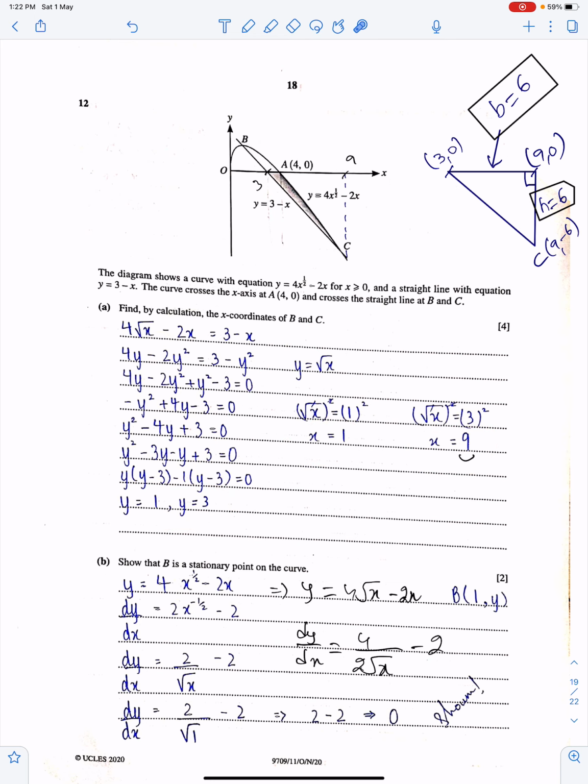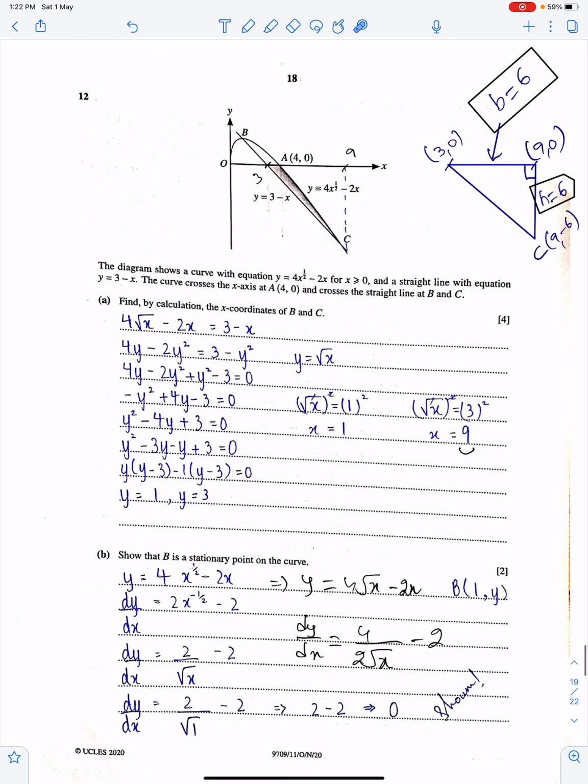Show that B is a stationary point. If a point is stationary, then the gradient of the tangent at that point will be 0. So you need to differentiate this equation. This is the gradient of the tangent. You all know how to differentiate this equation. Root x will become 1 upon 2 root x and minus 2x will become minus 2. So this is the gradient. By substituting 1 into this equation, we have 0, shown. When the gradient is 0, that means the point is stationary.